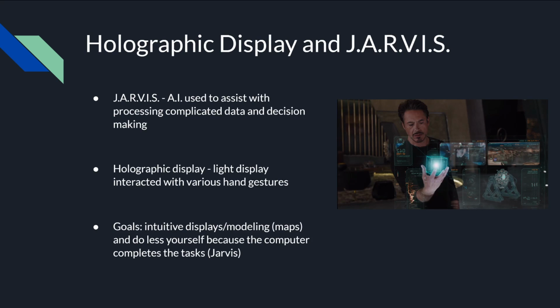Jarvis is an AI, also known as just a rather very intelligent system. It's used to assist with processing complicated data and decision-making. Oftentimes, it is used in tandem with a holographic display, as the user can describe a sequence of actions or a goal to minimize the need for human action. This improves efficiency and avoids cases where the user must do all actions manually.